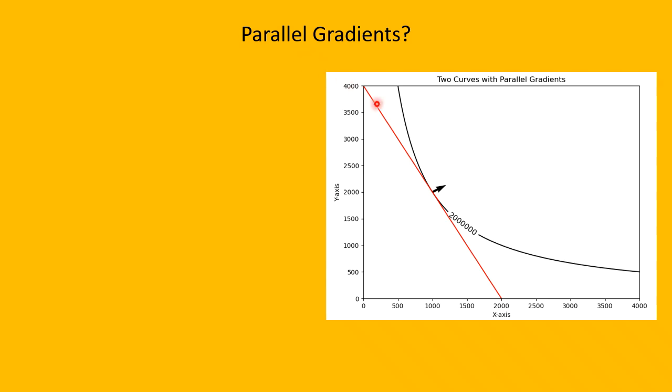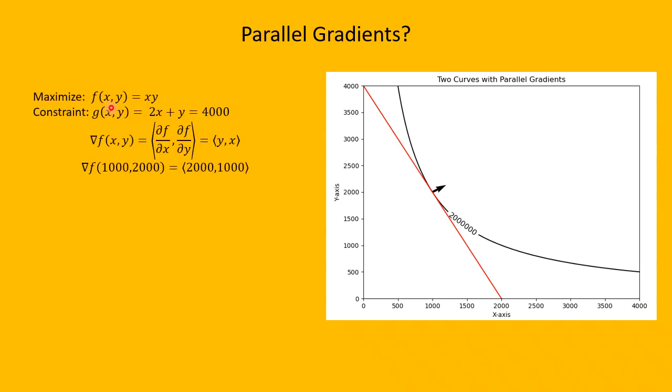So let's ask if we have two gradients here that are parallel. One for the curve f of x y equals x times y, and the other one was the g of x y curve that we talked about earlier. So we want to maximize f with this constraint on the amount of fence that we're given.